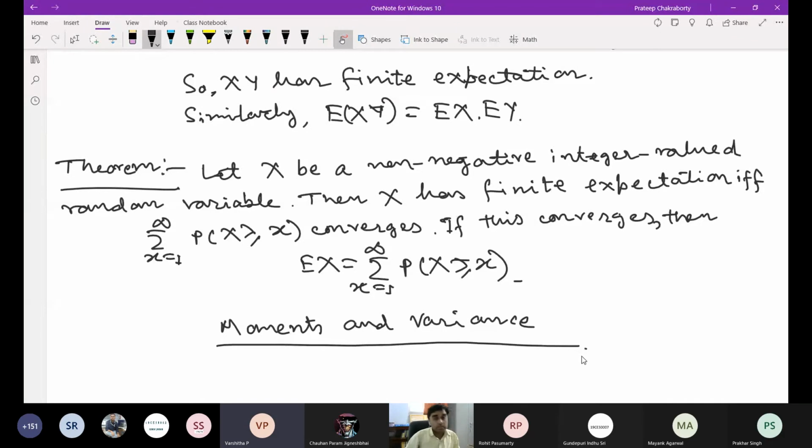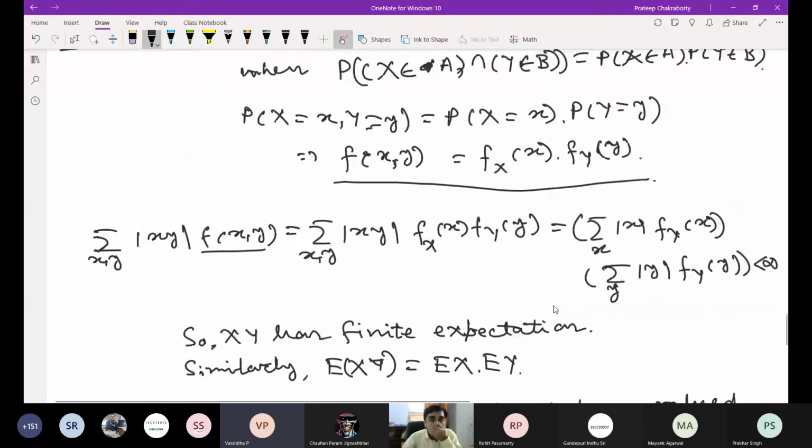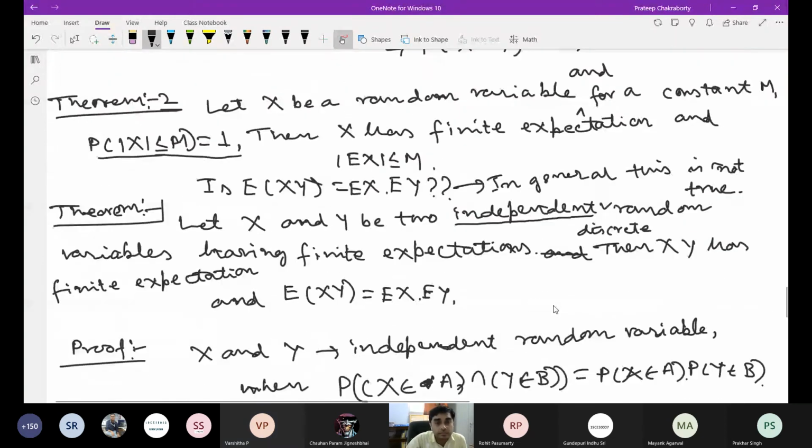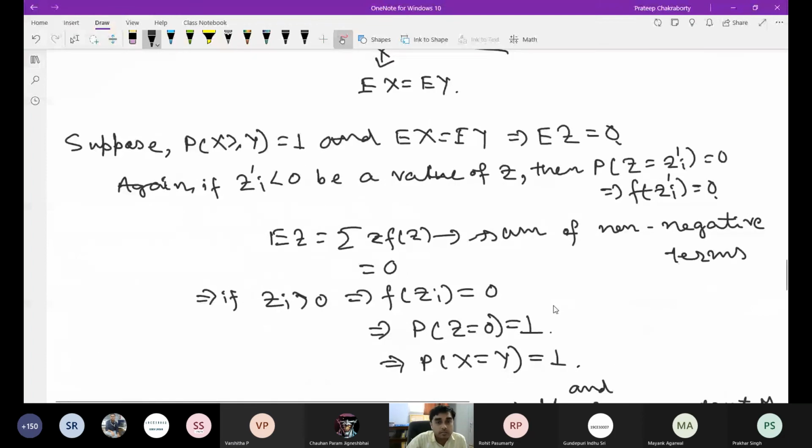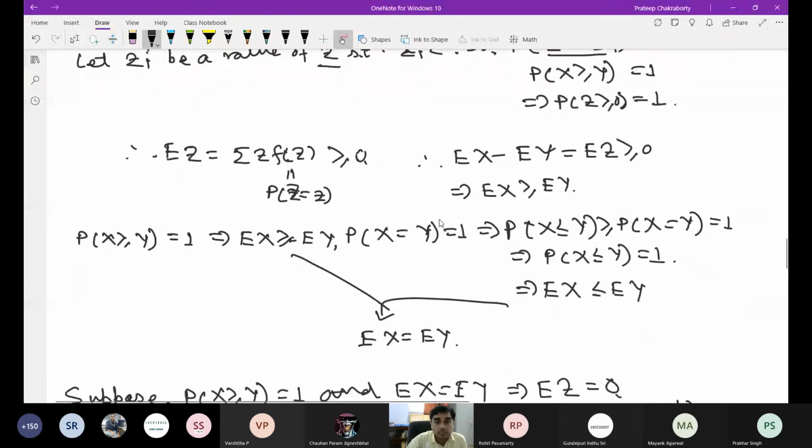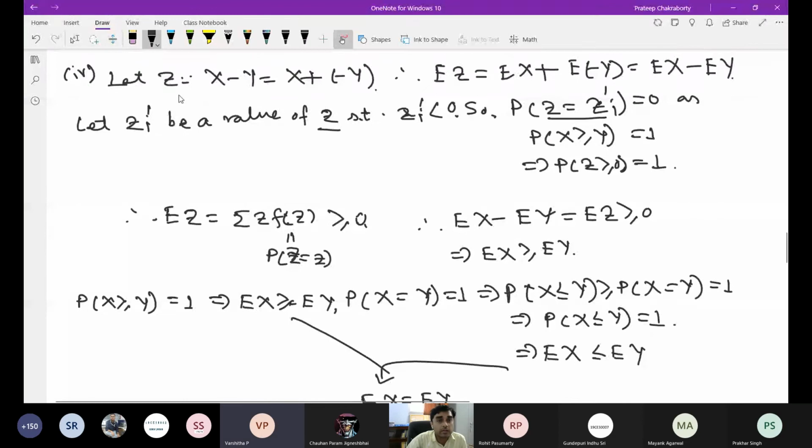Sir, I have a doubt in the Z equal to zi you defined above, in the proof. Are you saying this one? Why is it taken that it is only positive and the negative probabilities are 0? Okay, fine, it's a good question. So suppose this zi prime is less than 0.